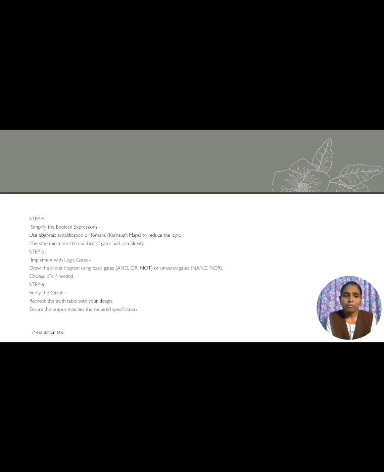Step 5: Implement with logic gates. Draw the circuit diagram using basic gates, like AND gate, OR gate, NOT gate, or universal gates, that means NAND gate or NOR gate. Choose ICs if needed. Step 6: Verify the circuit. Recheck the truth table with your design. Ensure the output matches the required specification.